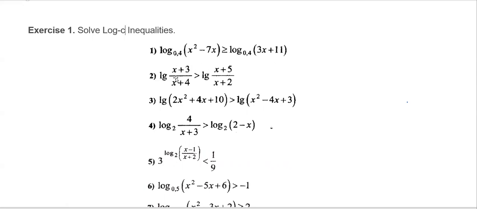If the base of the logarithmic inequality is less than 1 and greater than 0, after isolating, the inequality sign changes. In this case, this base is equal to 10, that is, the base is greater than 1. After isolating, the inequality sign does not change.